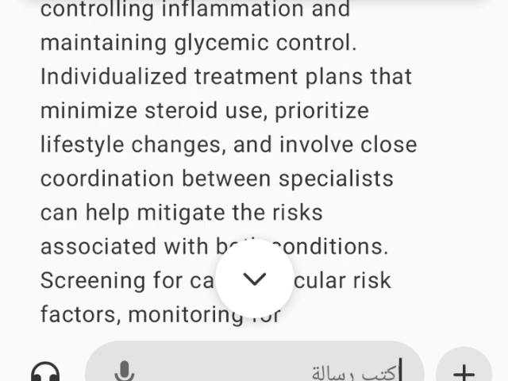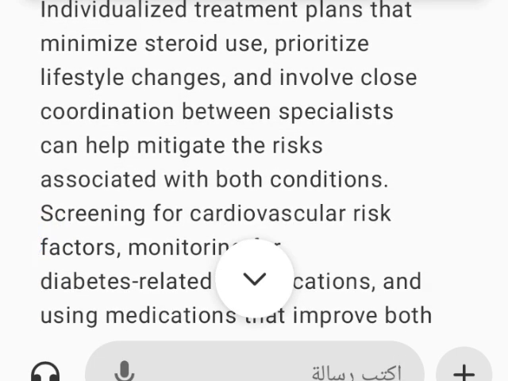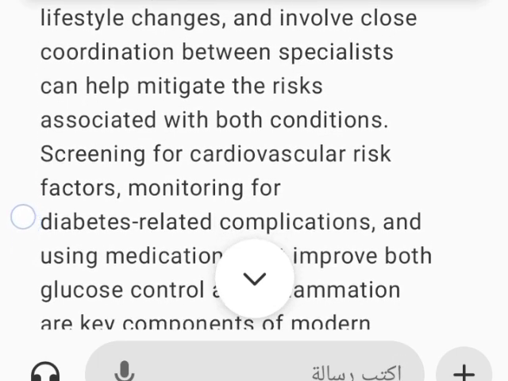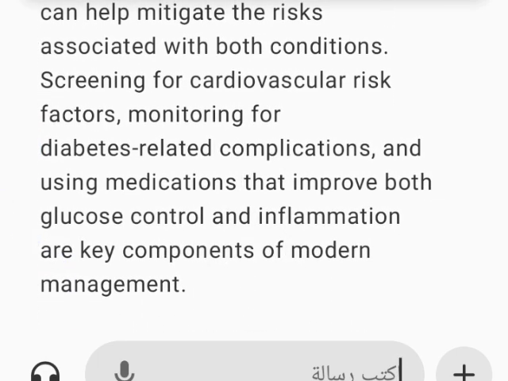Screening for cardiovascular risk factors, monitoring for diabetes-related complications, and using medications that improve both glucose control and inflammation are key components of modern management.